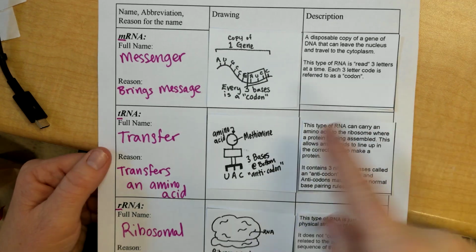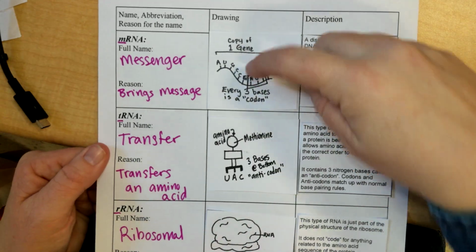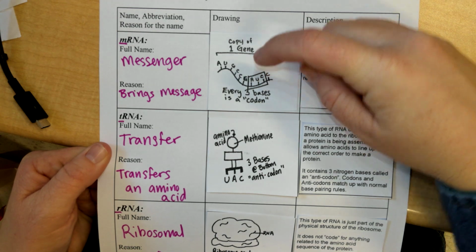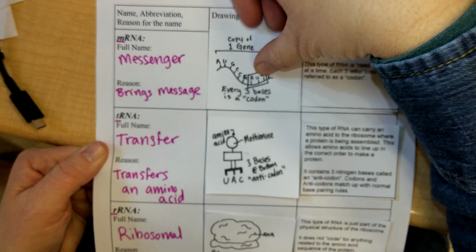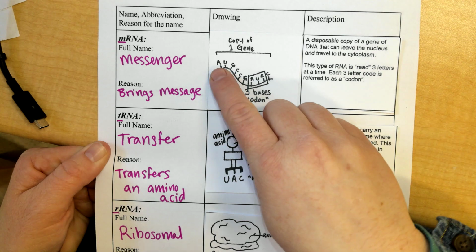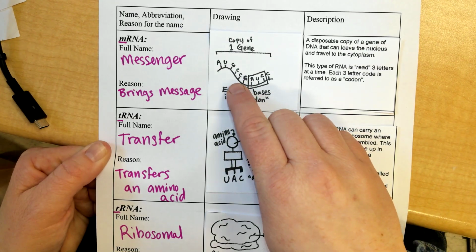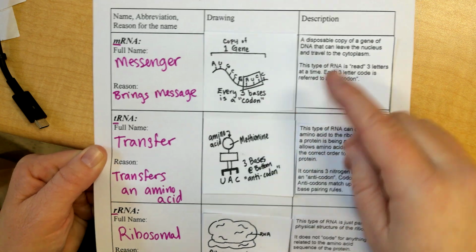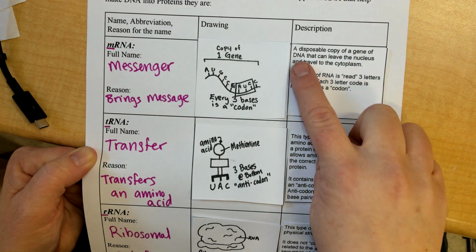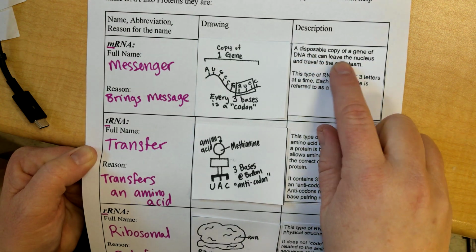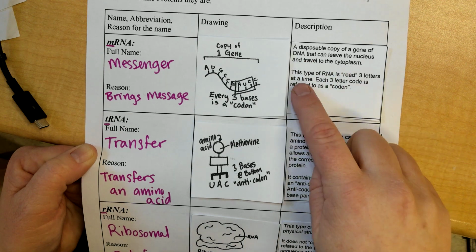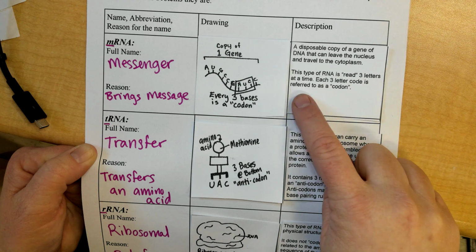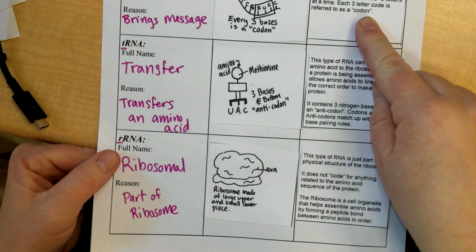Now, messenger RNA is a copy of a gene. So it contains the code that DNA has. Every three letters together makes up a codon, which can be decoded by our amino acid chart. Like it says here, it's a disposable copy of a gene from DNA that can leave the nucleus and travel to the cytoplasm. This type of RNA is read three letters at a time. Each of the three letters is referred to as a codon.